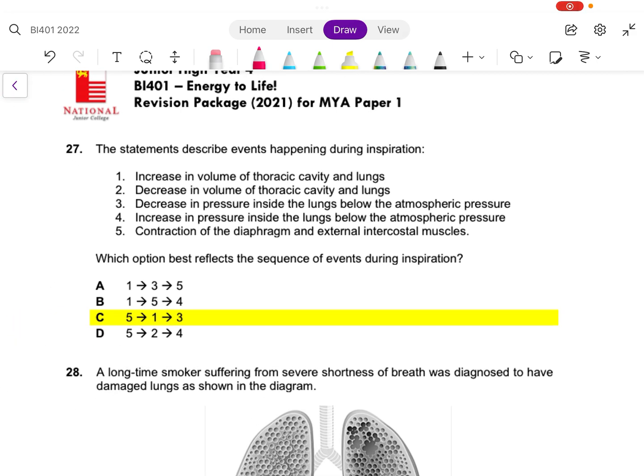Which statement describes the events happening during inspiration? When you see inspiration, means you're breathing in. Alright, so which one is happening when you breathe in? The answer is 5, 1 and 3. So let's have a look. 5. Contraction of the diaphragm and external intercostal muscles.